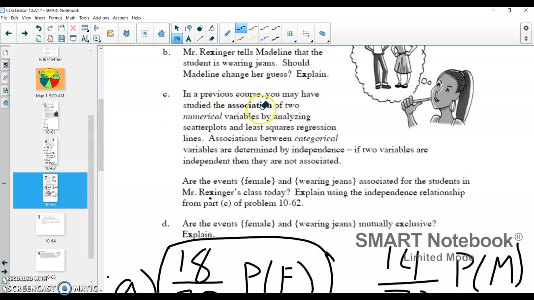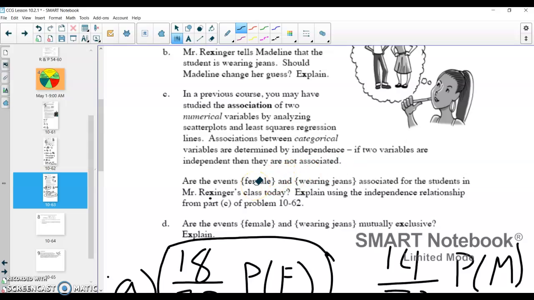So back to this. In a previous course, we didn't do this, I don't think. You may have studied the association of two numerical values by analyzing scatter plots and least squares regression lines. You might have done that late in algebra, but maybe not. Associations between categorical values and variables are determined by independence. If two variables are independent, then they are not associated. Pretty much if you can say that they are independent of one another, they're not associated. Otherwise, they are going to be associated to one another.